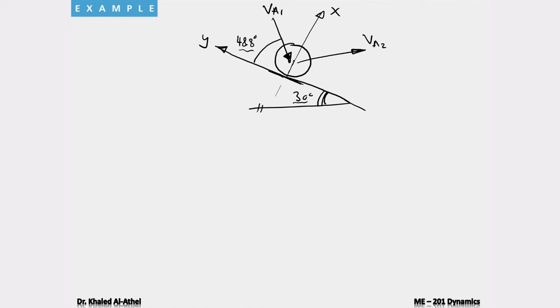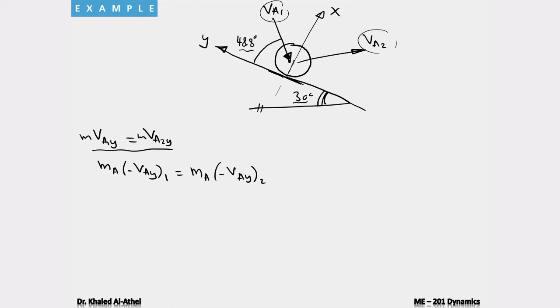So now let's apply conservation of momentum along the y-axis. I have no forces acting in the y-axis, so I can do it directly for A. It's going to be simple. VA1y should equal VA2y. And this basically gives me MA multiplied by minus VAy1, because it is acting in the opposite direction, should equal MA times, again, minus VAy2, because it's to the right side in this case. So the mass will cancel, and I end up only with the velocities.